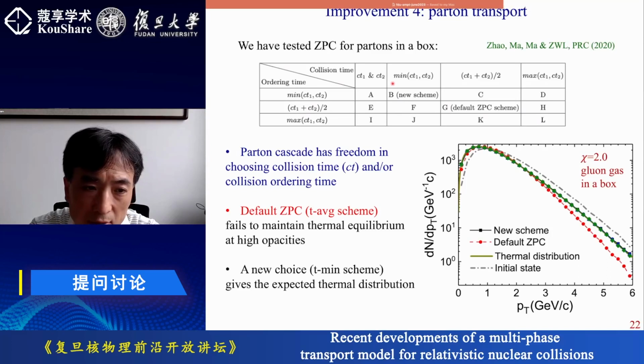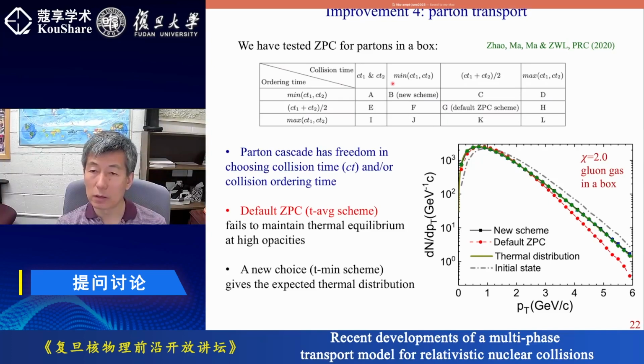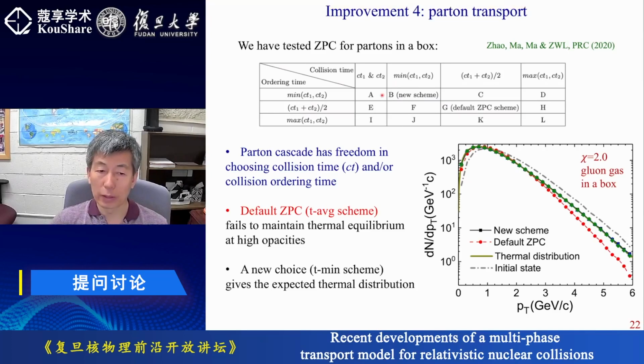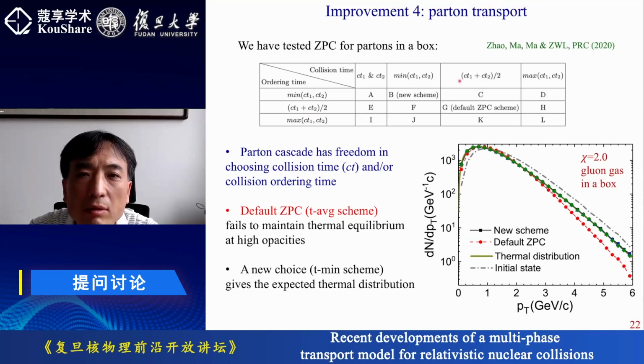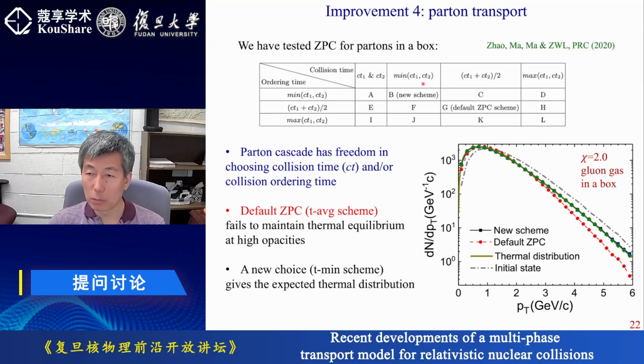So does the collision take time, or does the collision happen earlier? The parton cascade proceeds from one collision to the next according to a collision ordering list of the collisions. After it's done one collision, for the next collision, the new scheme will do the collision earlier than the default scheme. Because for the next collision, both CT1 and CT2 are fixed, and if we choose the minimum, it will happen earlier. And this goes for all the collisions.